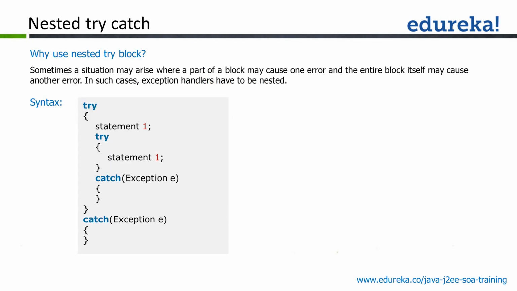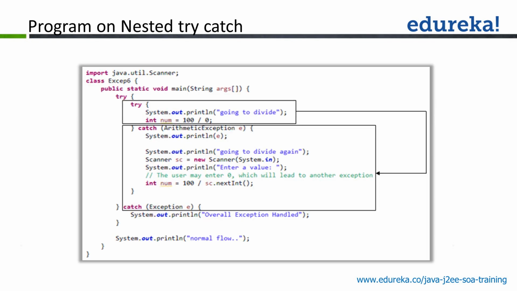That's like your Exception e. Then try-catch blocks can be nested also. So you can have a try-catch within the try. You can have a try-catch within the catch. You can have a try-catch within the finally even. So this nesting can go up to any level.